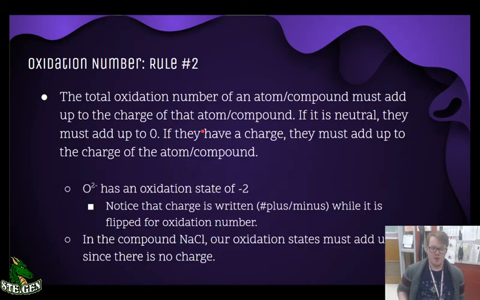Rule number 2: the total oxidation number of an atom or compound must add up to the charge of that atom or compound. If it's neutral, they have to add up to 0, but if they had a charge, they have to add up to the charge of that atom or compound.